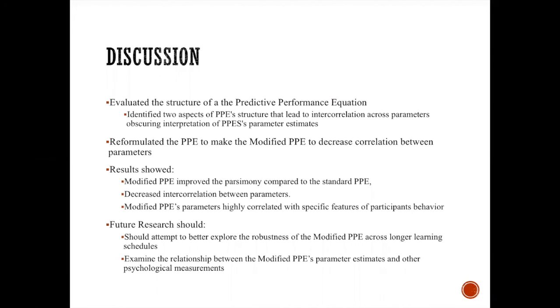So for this brief presentation, we evaluated the structure of the predictive performance equation, and we identified 2 aspects of the PPE's structure that lead to intercorrelation across the parameters, which obscures the interpretation of what these parameters mean in the context of a learning theory. So we reformulated the PPE to make the modified PPE to decrease correlation between parameters. And our results showed that the modified PPE improved parsimony compared to the standard PPE. We decreased intercorrelation between the modified PPE's remaining parameters, and the modified PPE's parameters highly correlated with specific aspects of the participants' behavior.